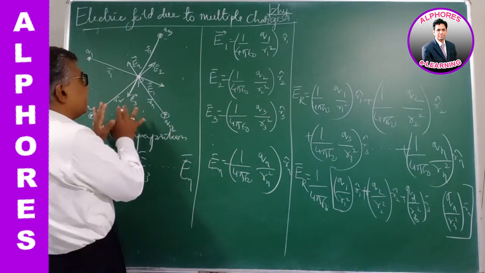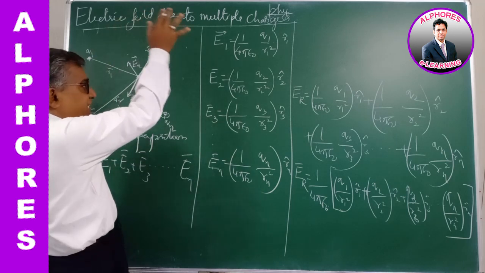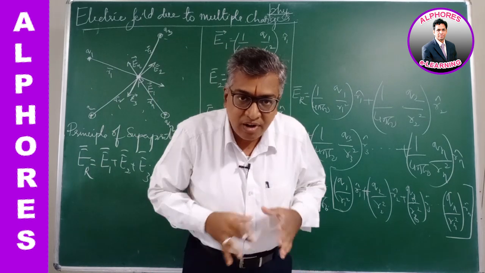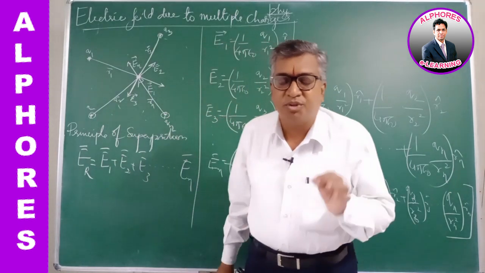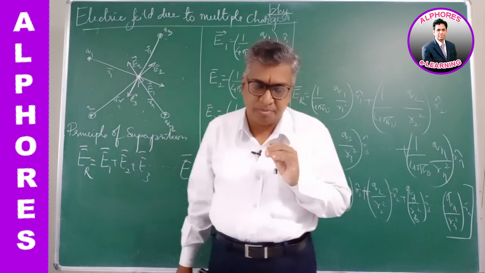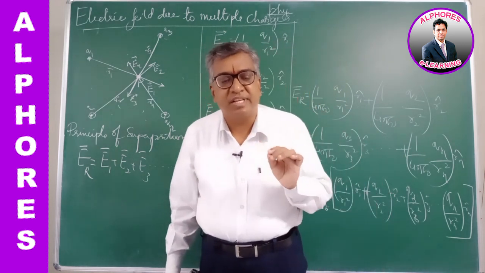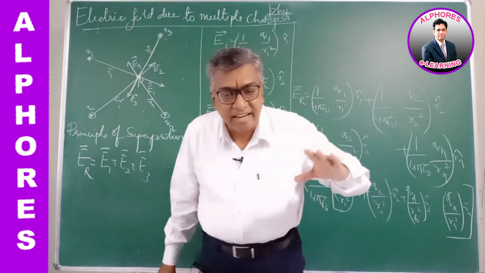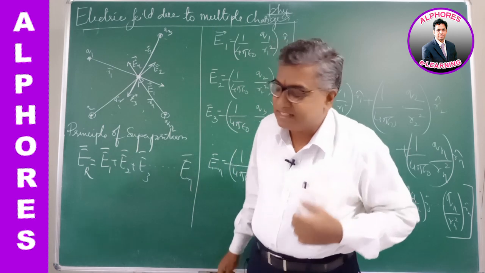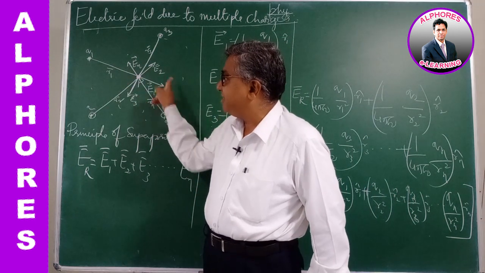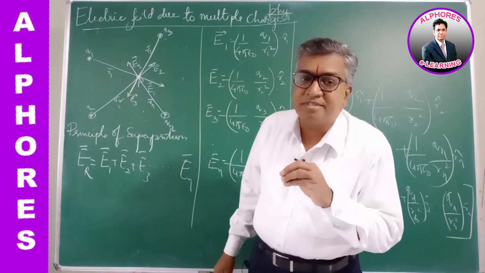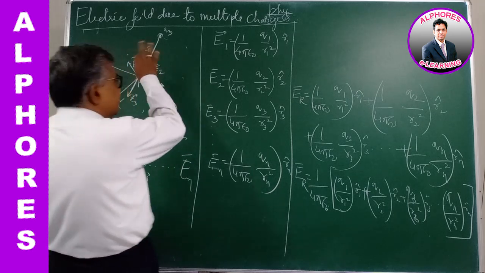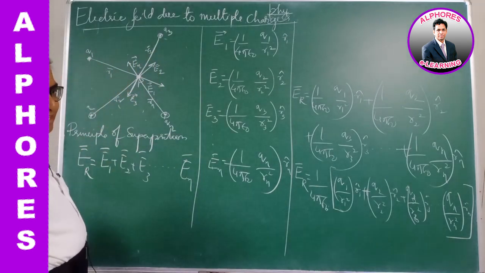So if there are n charges present in a certain space, the net electric field at a point due to all the n charges, you can find this by the principle of superposition. According to the principle of superposition, the resultant electric field strength at any point is the vector sum of all the individual electric fields, considering them simultaneously at a time there. So let the charges be like this, n charges. I am asked to find the resultant electric field at point P.